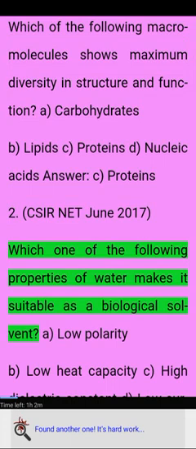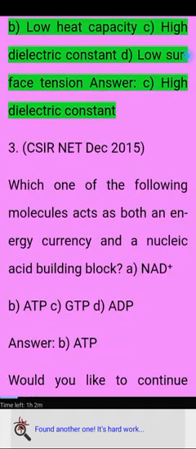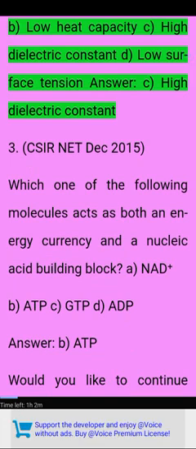2. CSIR NET June 2017. Which one of the following properties of water makes it suitable as a biological solvent? A. Low polarity. B. Low heat capacity. C. High dielectric constant. D. Low surface tension. Answer: C. High dielectric constant.